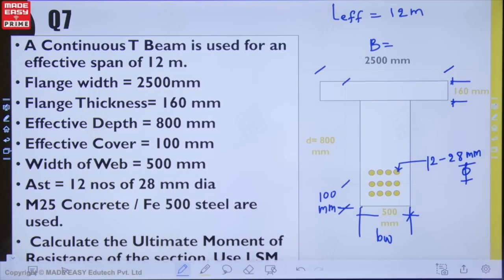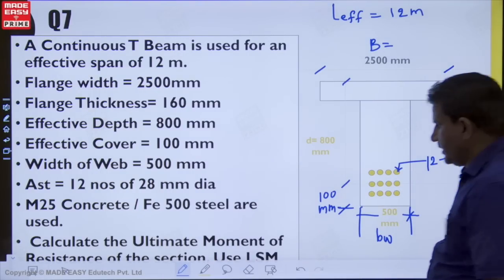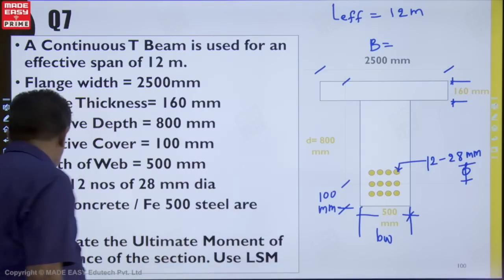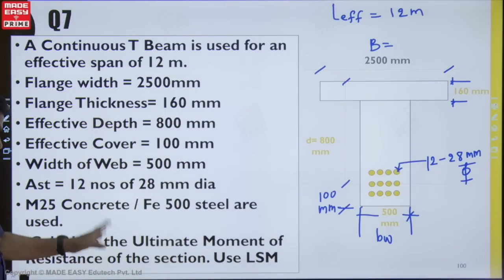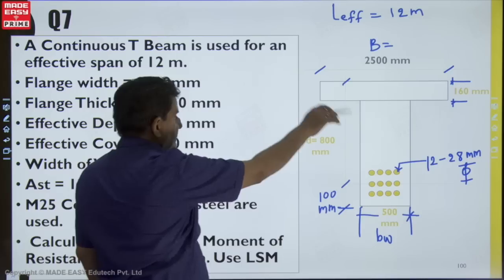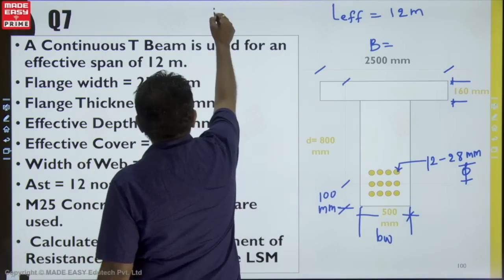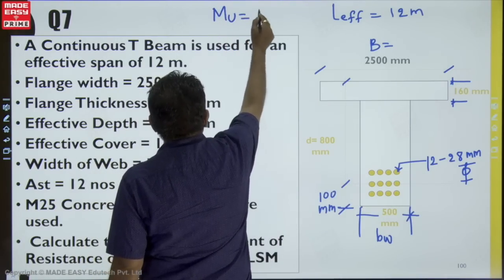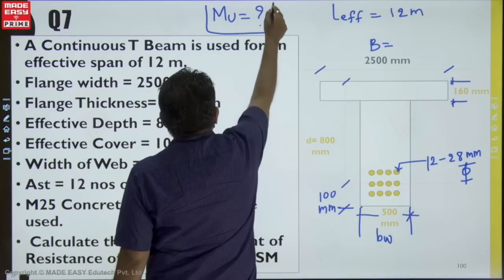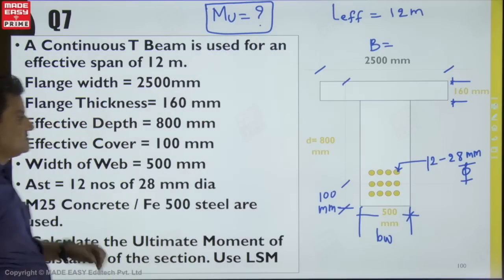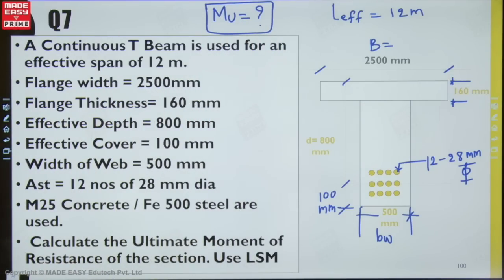M25 concrete and Fe500 steel are used, and we have to calculate what will be the ultimate moment of resistance of the section. This section can take how much maximum moment? Mu will be what? Ultimate moment of resistance of this section.